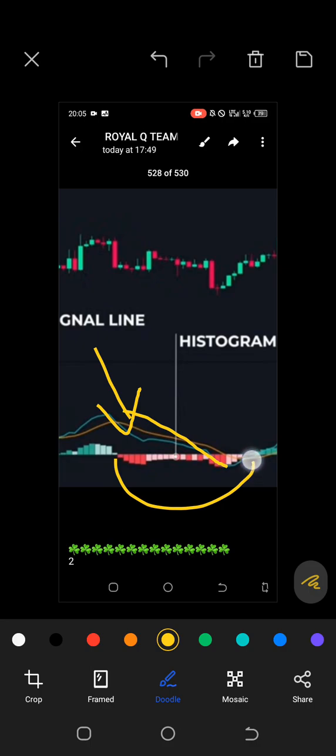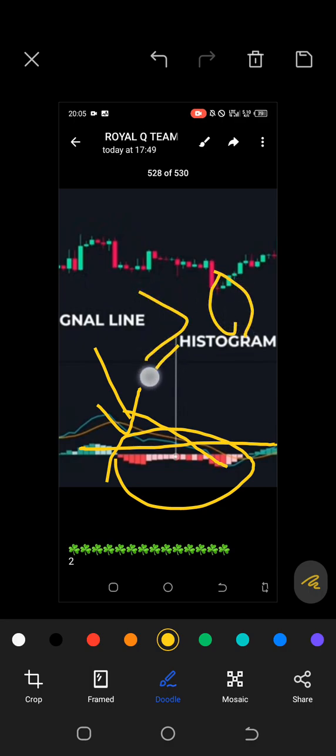Here you have it. Isn't it showing red bars below the zero line? So remember, with MACD we have a zero line and we trade in between it. We take the trade decision either above the zero line or below the zero line, whenever there is a golden cross. Whenever the MACD line crosses the signal line, a golden cross, below the zero line, Royal Q is going to execute the trade.